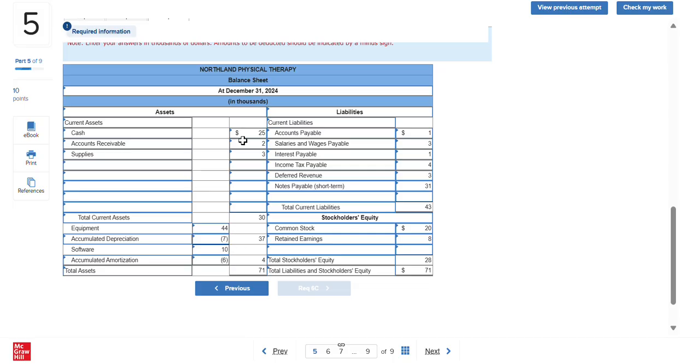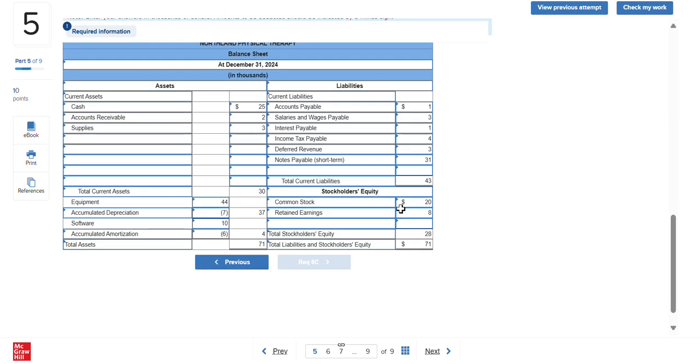And then we add all the assets up and get 71,000 for the total assets. And then on this side, we have the liabilities, and it's the same thing as the assets. We have current liabilities. So I added them up and got 43,000 for total current liabilities. And then we have stockholders' equity, which includes common stock and retained earnings. Added them up and got 28,000.